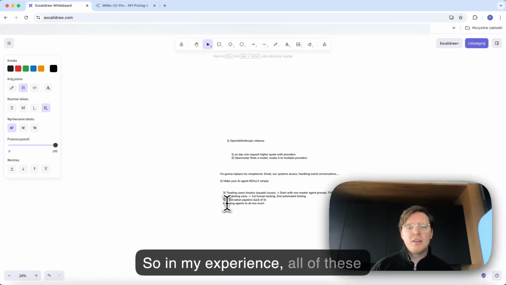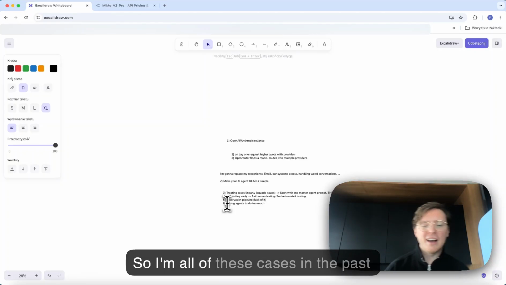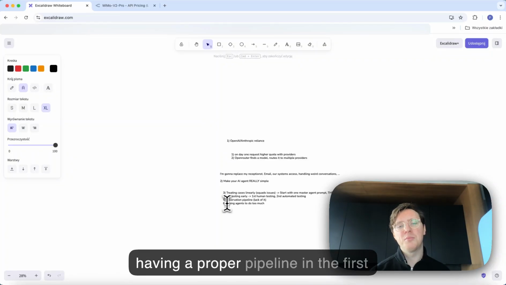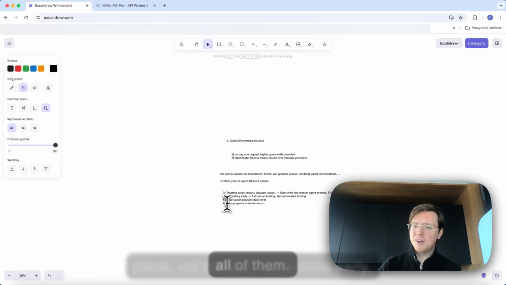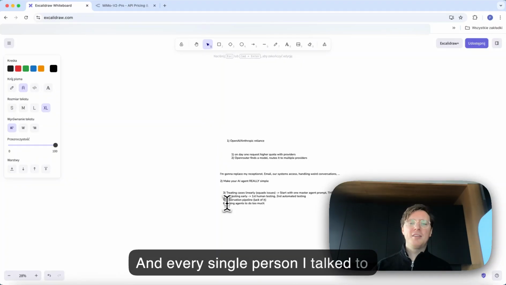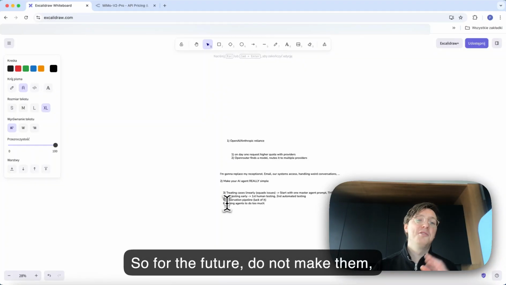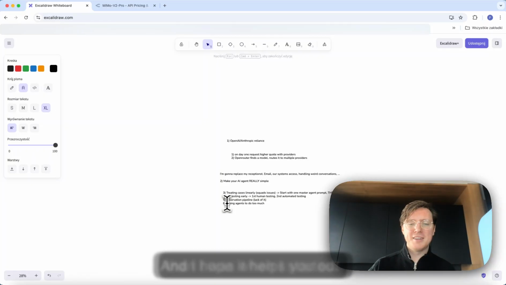So in my experience, all of these mistakes are made by everyone. I have had all of these cases in the past where I made all of these mistakes, not having a proper pipeline in the first place, not testing regressions early, all of them. And every single person I talked to made the same mistakes. So for the future, do not make them, right? Now you know. You're smarter than I was when I started.